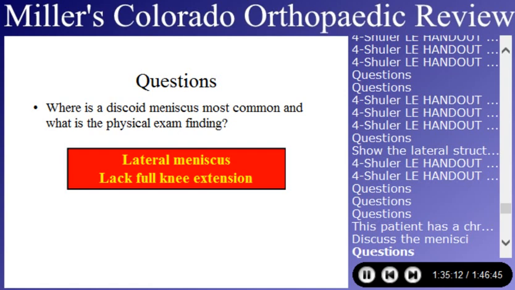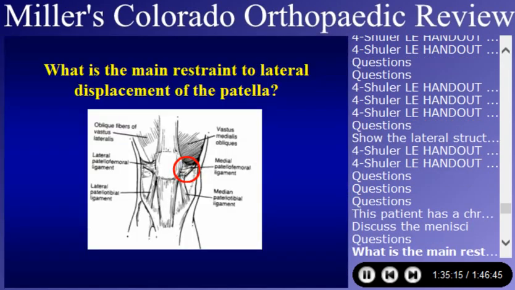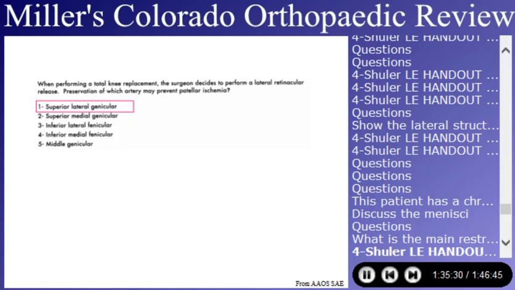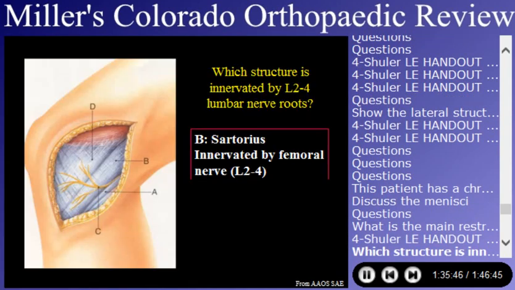They love that one. Main restraint to lateral displacement of the patella is this structure, medial patellofemoral ligament, which is some reason why some authors are recommending primary repair of this with patella dislocation, primary restraint. When performing total knee replacement, surgeon decides to perform a lateral retinacular release, preservation of what artery may prevent patellar ischemia? Superior lateral genicular. Which structure is innervated by L2 to L4 in the lumbar nerve roots?